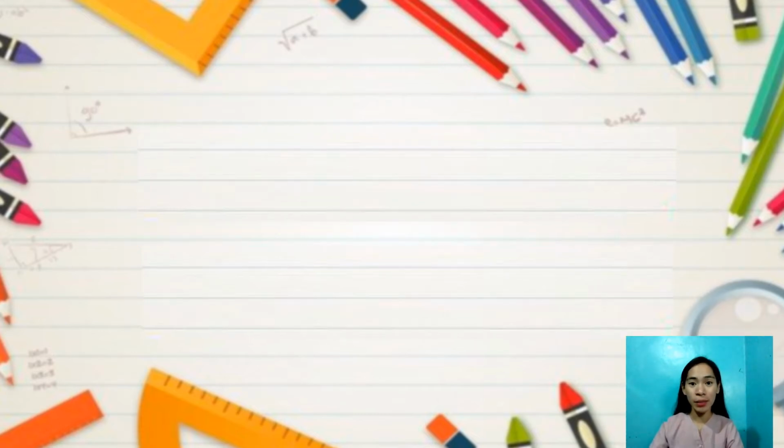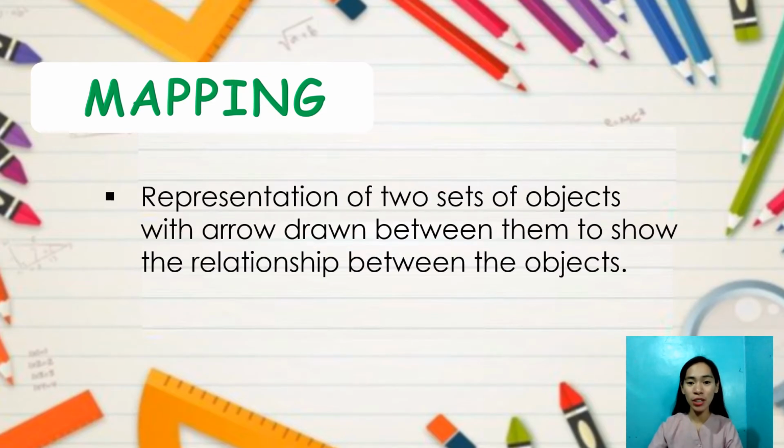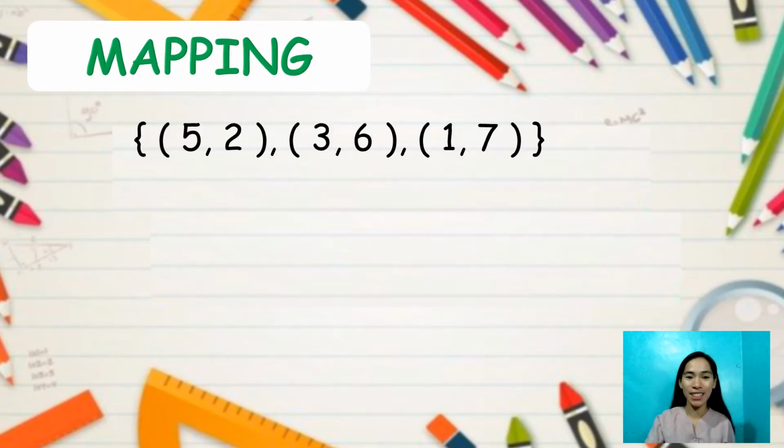Since we already determined the domain and range, let us put this into an arrow diagram called mapping. Mapping is a representation of two sets of objects with an arrow drawn between them to show the relationship between the objects. So how do we represent a relation by mapping? Let's have this example. We have here the set containing the ordered pairs 5, 2, 3, 6, 1, 7.